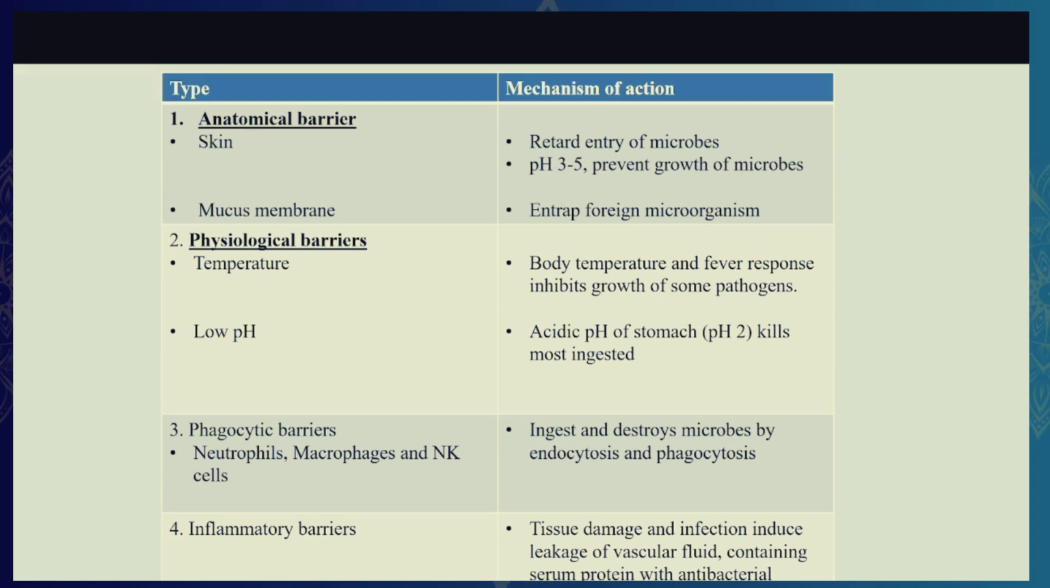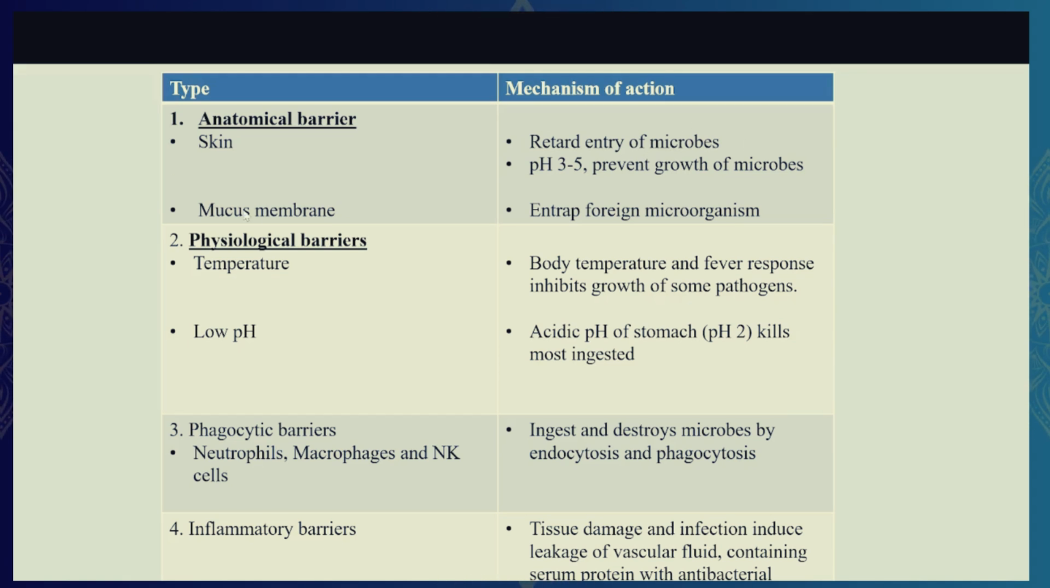So what is anatomical barrier? This kind of barrier contains two defense mechanisms. First one is related to the skin. Skin is a first barrier. It can restrict the entry of microorganisms. How? Because of its pH. The pH of the skin is slightly acidic, which can prevent the growth of microorganisms.